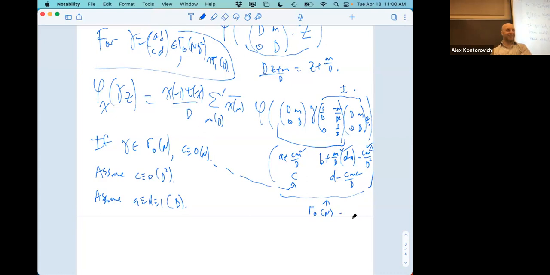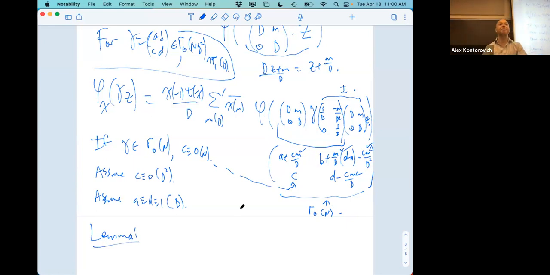Does that make sense? But what do we know about gamma naught n and phi? Phi is invariant under gamma naught n. So that means, let's call this a lemma. If you like it, then you should have put a name on it.